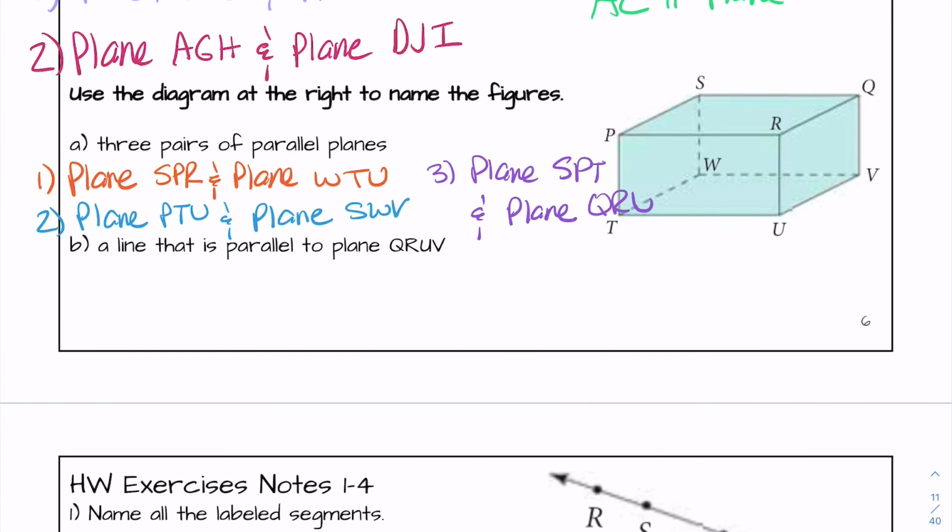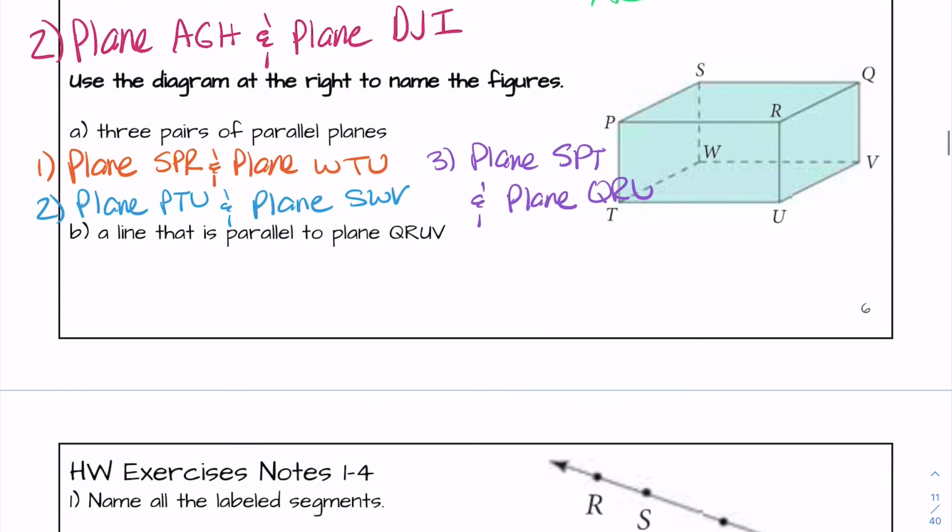All right. Name a line that is parallel to plane QRUV. QRUV is the right side. So anything on the left side. So I'll just say line, oh, you know what? I'm going to use the line notation. Line SP. Why not? That's just one of them. Again, you could have used SP, T, and W, and any combination of those.